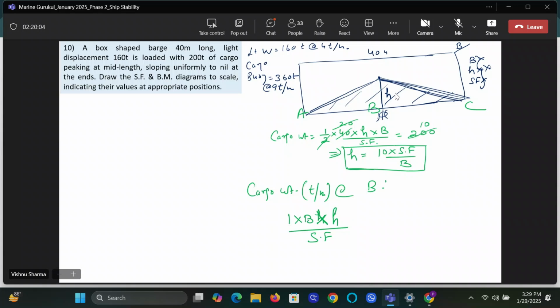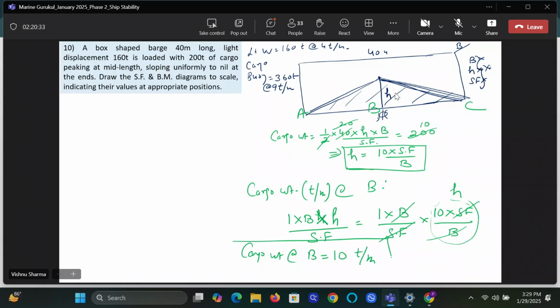Now replace H by what you have got above. So 1 by B into SF. And now I'm replacing this H by 10 into SF by B. This is your H. Am I right? Yes. So 10 tons per SF and SF cancel, B and B will cancel. So cargo weight at B will be equal to 10 tons per meter. Understood?